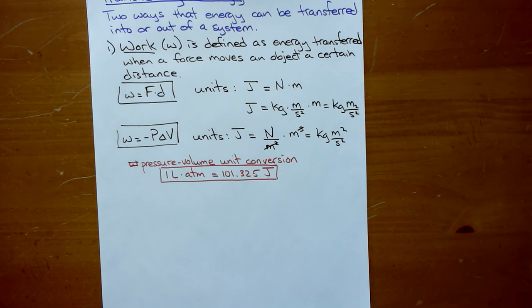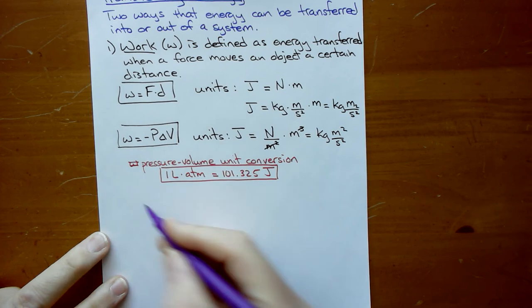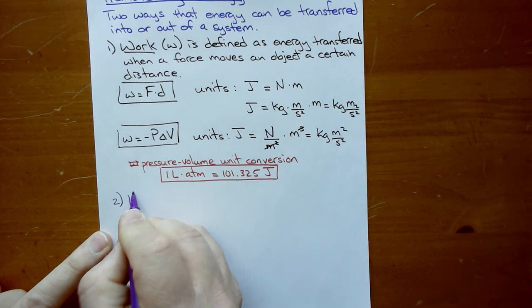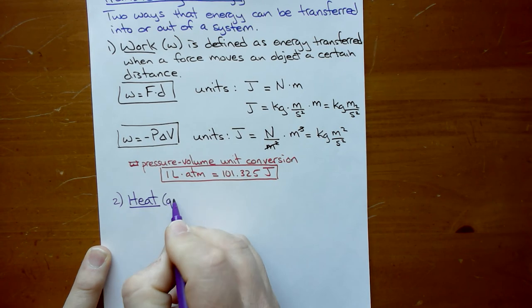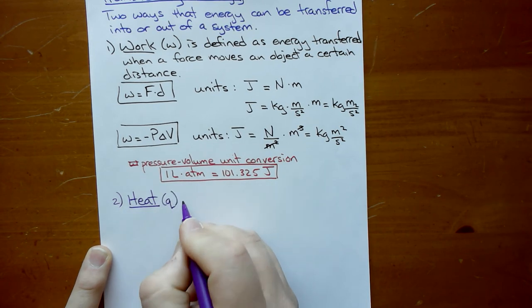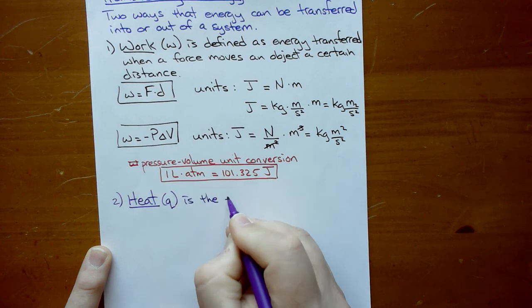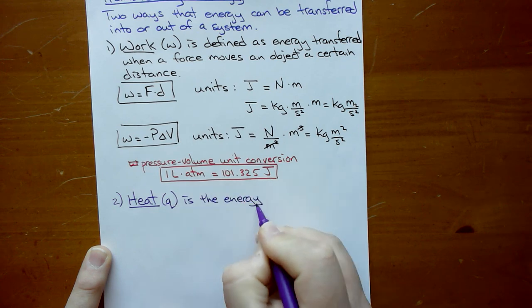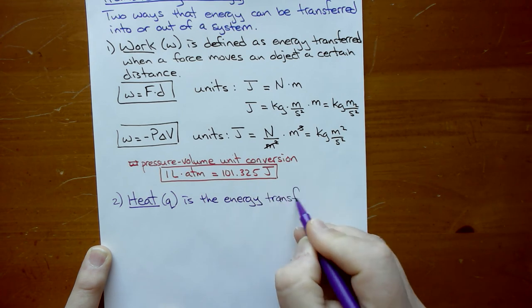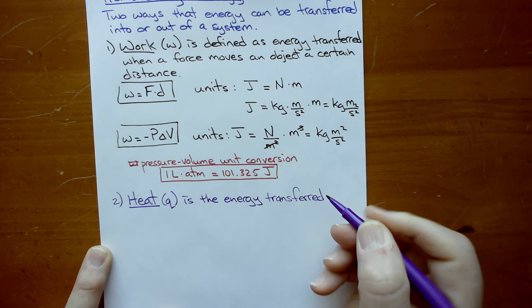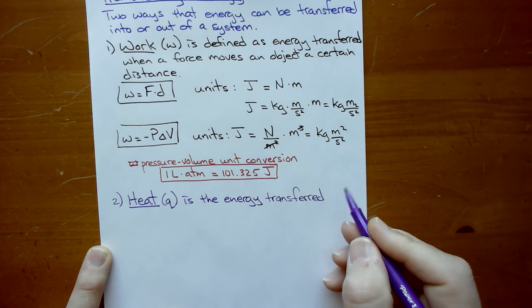So we can transfer energy through work, and we can transfer energy through what we call heat. So the other way to transfer energy is heat. And heat is represented with a Q, and is the energy transferred from a hotter object to a colder one.